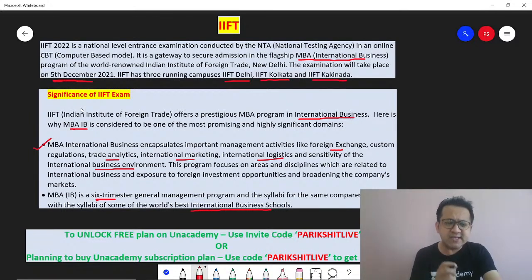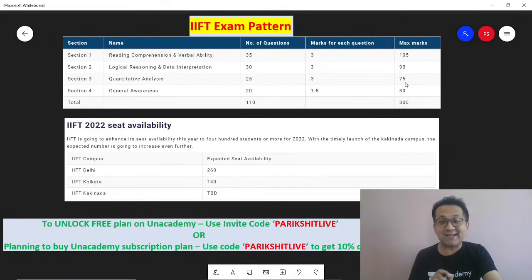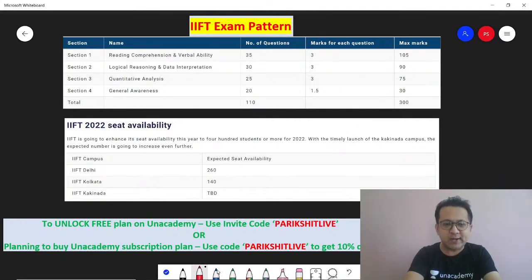Think about it. If these are topics that interest you, IIFT and in turn an MBA in international business is definitely worth trying. Now, having known about the IIFT pattern, let's talk about the IIFT exam in particular. The IIFT 2022, I call it 2022 because we are looking at the 2022 batch. You write the exam in 2021, but you will be getting admission in 2022. So, IIFT 2022 will have 4 sections.